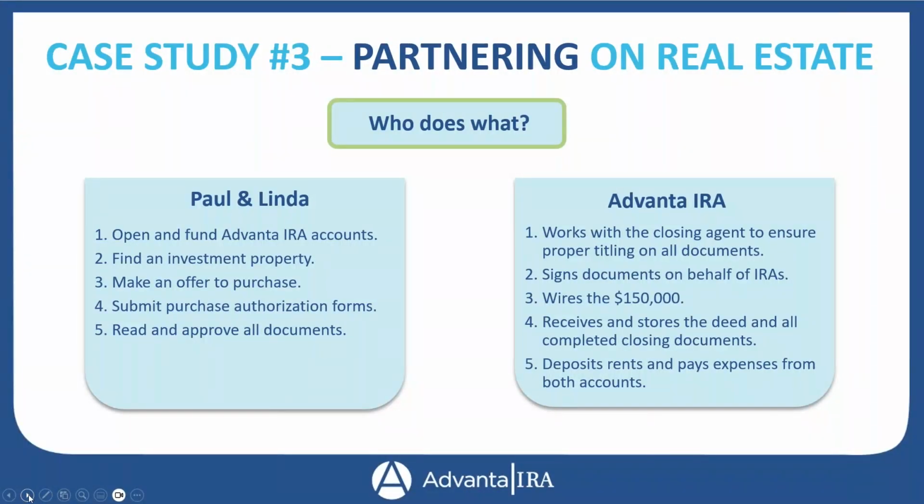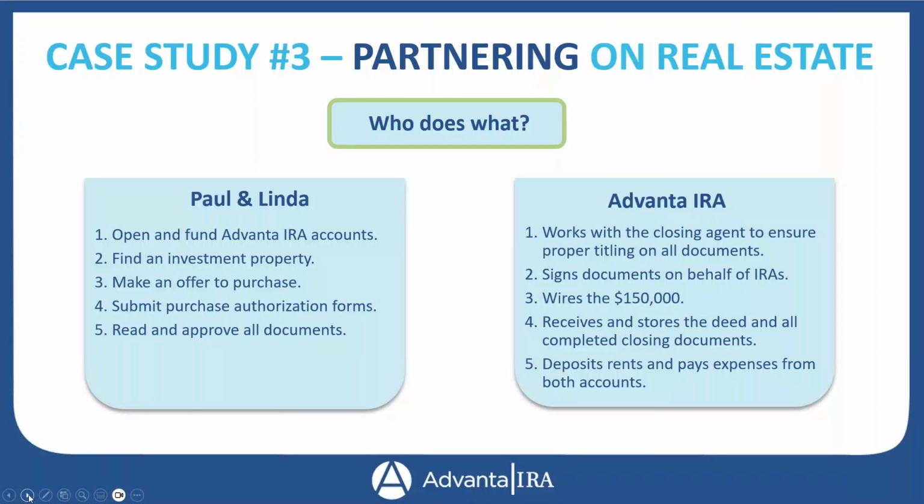Paul and Linda each open an account. So remember, IRAs are individual accounts. So if Paul and Linda want to open and partner, they're going to each open an IRA account. They already found their investment, and so they're going to be ready to purchase. We're going to help them transfer funds over to the IRA.